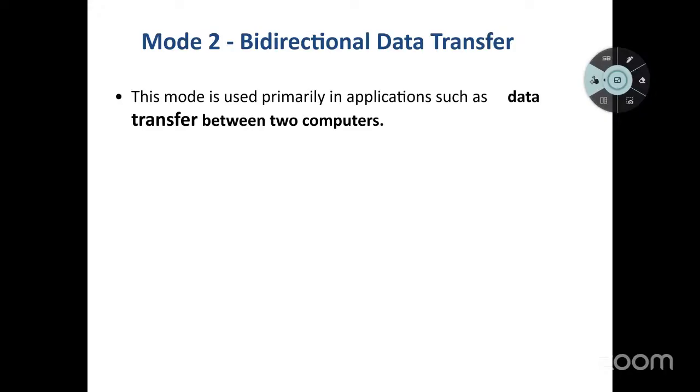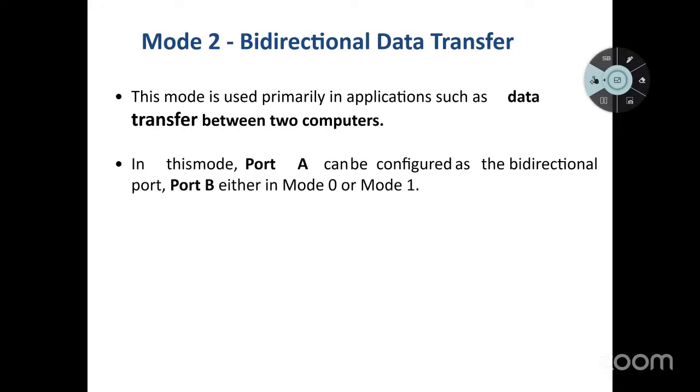Next, mode 2. This mode is used primarily in applications such as data transfer between two computers. In mode 2 operation, two devices are connected, the two processors are connected to each other using the 8255 PPI. In this mode, only port A can work in mode 2 operation.